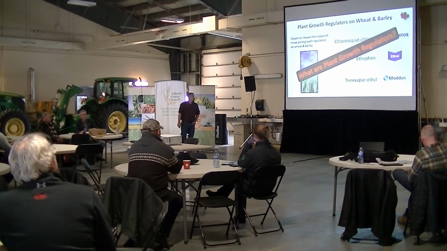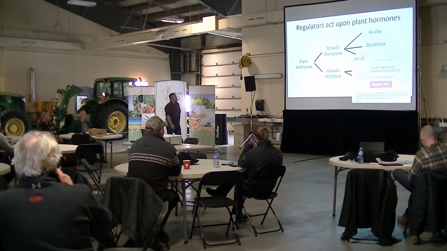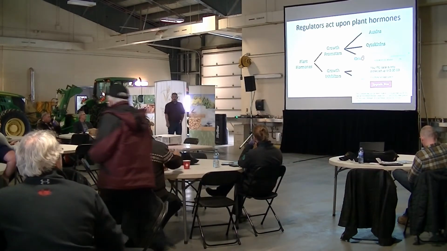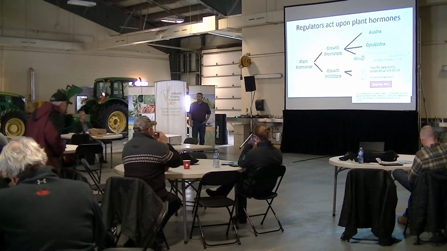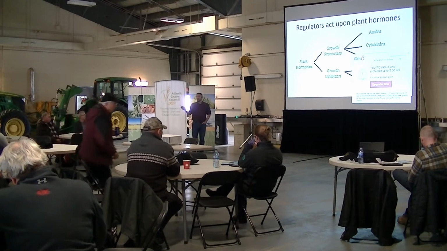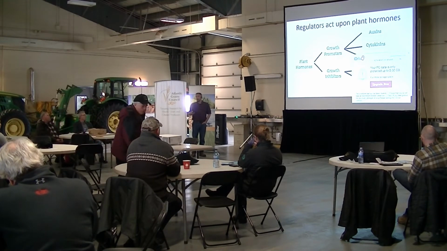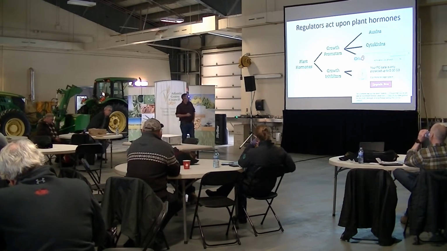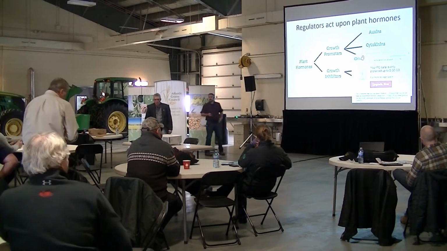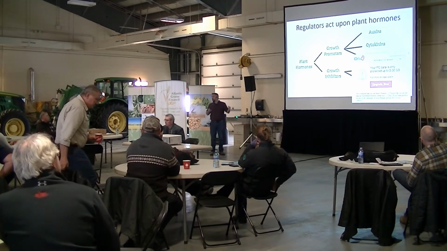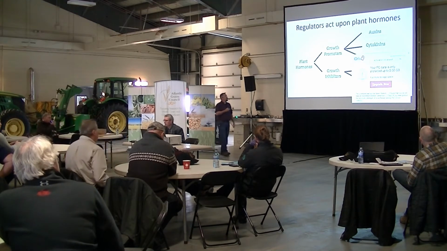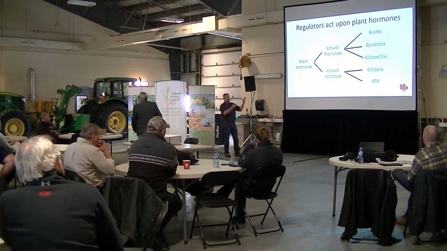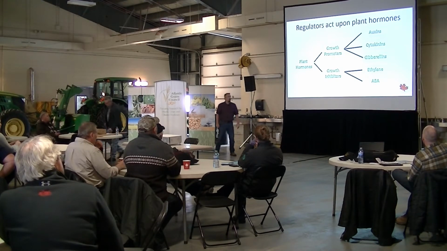So basically, what are plant growth regulators? Well, essentially, they're just chemicals that act upon plant hormones. And anything that affects the hormones affects the growth of the plant. And anybody here with teenagers knows that hormones can drastically affect a living organism. So plant hormones can be grouped into 2 classifications. You can have growth promoters and you can have growth inhibitors. So ones that make things grow better and ones that reduce the growth.